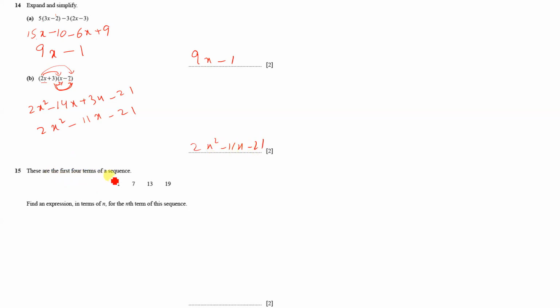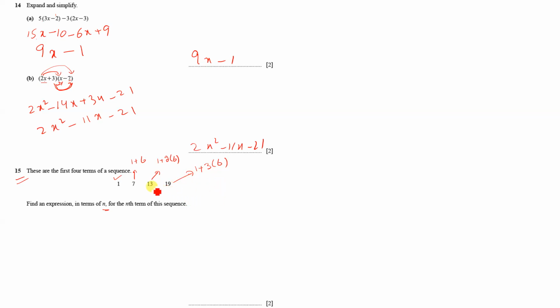So these are the first 4 terms of a sequence. This is question number 15. Find an expression in terms of n for the nth term of this sequence. So our first term is 1, and our second term is 1 plus 6, and the third term is 7 plus 6, that is 1 plus 2 times 6. Okay, and the fourth term is 1 plus 3 times 6, right? So that is 13 plus 6.